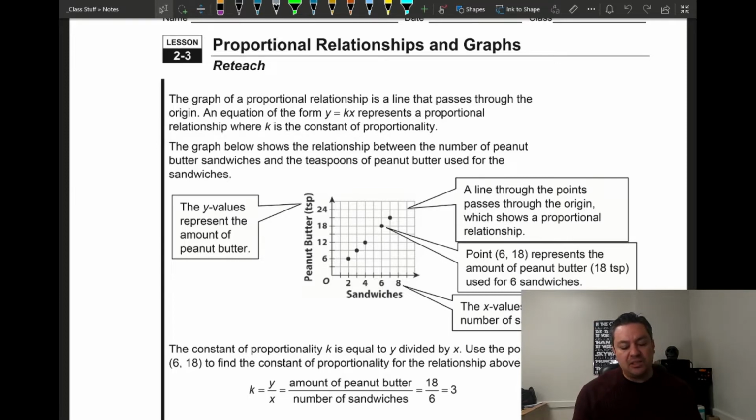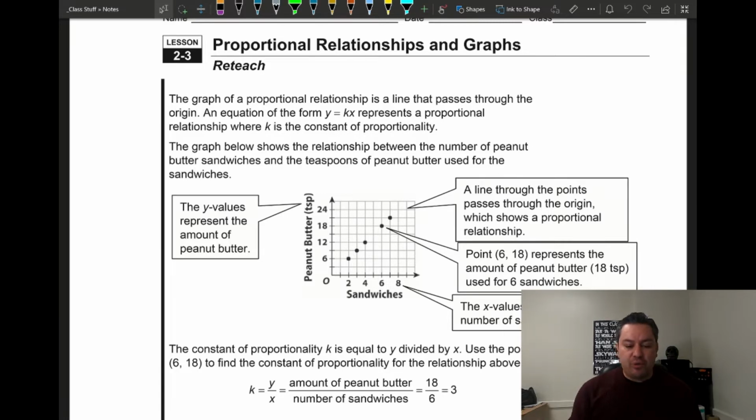This is probably something that you have already seen before. If you remember the words rise over run, like when you're finding the slope, this is going to be very similar, if not directly related to that. Actually, later on, you're going to learn this with different words, but it's basically the same concept. Okay, so proportional relationships and graphs.